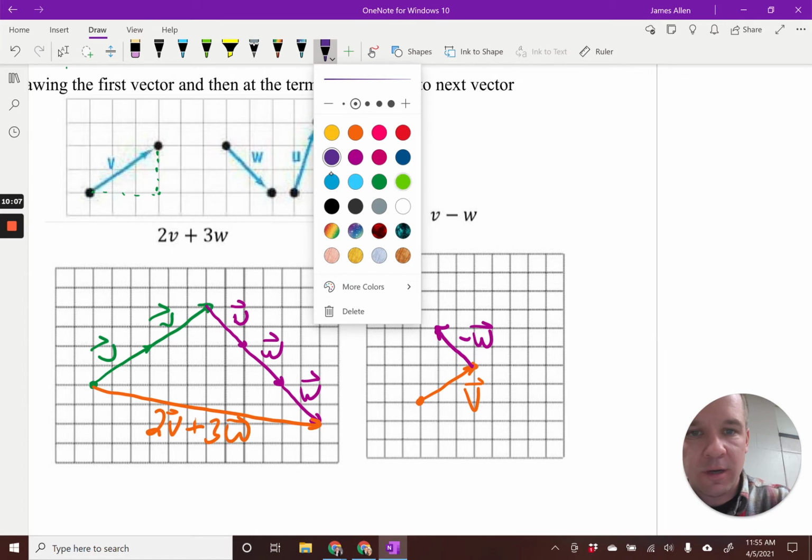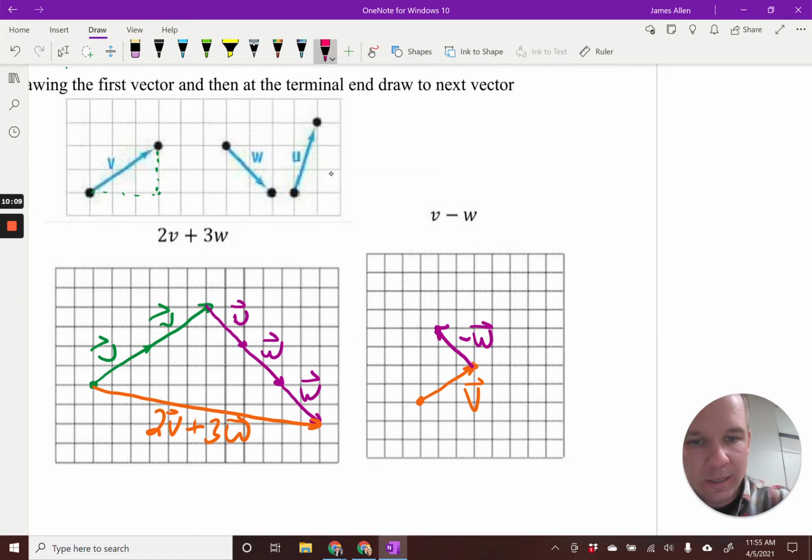And now my resultant vector, I'll use bright pink here, would be this one right here. This would be our v minus w. Yay! Fun drawing vectors, right?